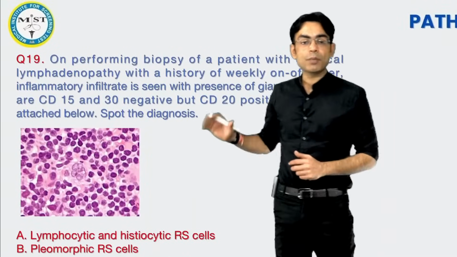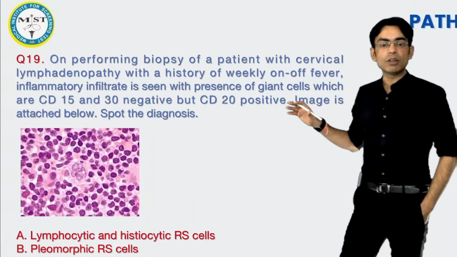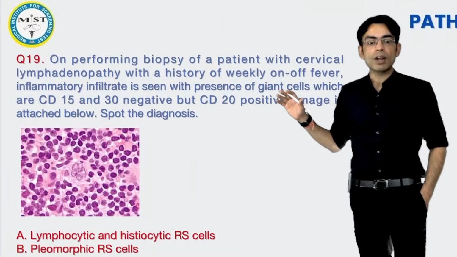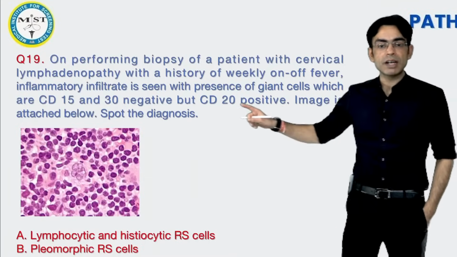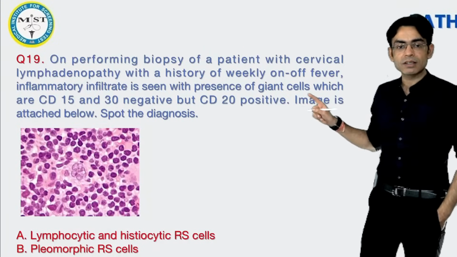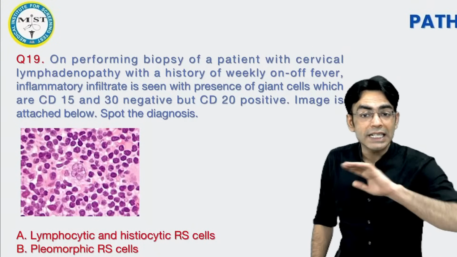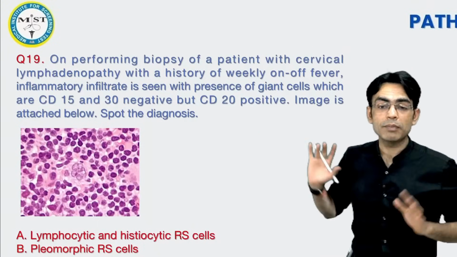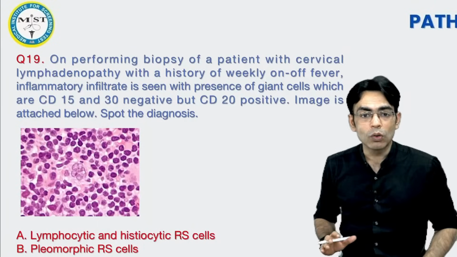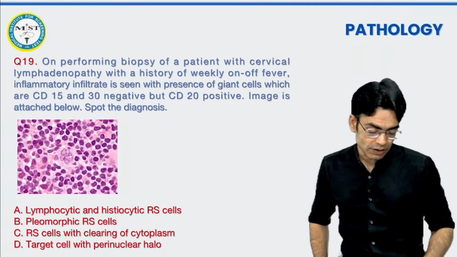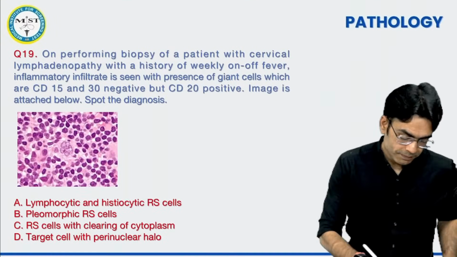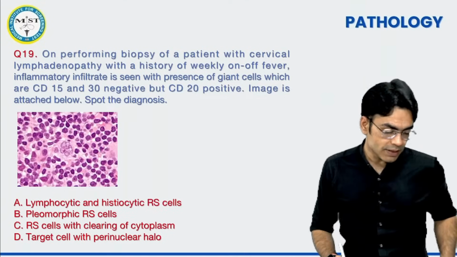On performing biopsy of a patient with cervical lymphadenopathy with a history of weekly on and off fever, inflammatory infiltrate is seen with presence of giant cells, which are, pay attention, which are CD15 and 30 negative and CD20 positive. Image is attached below. Spot the diagnosis. Tell me.